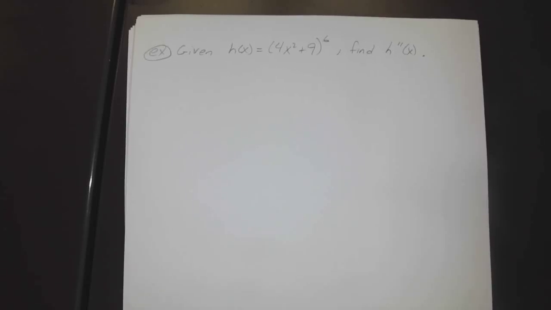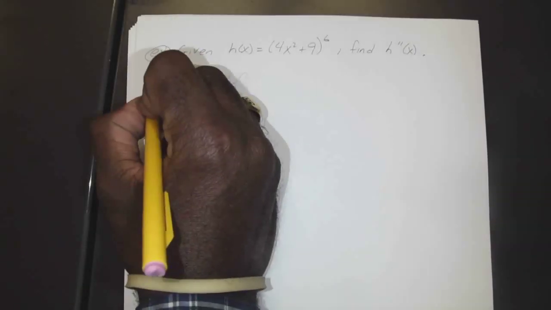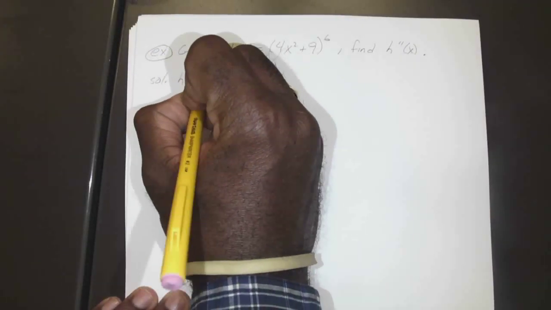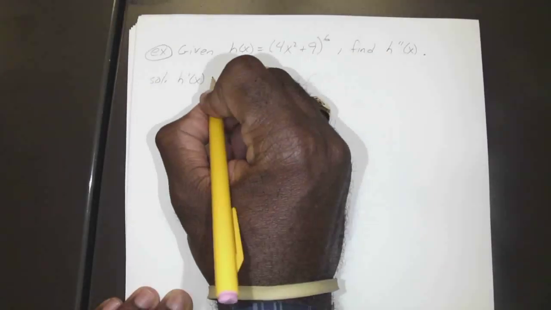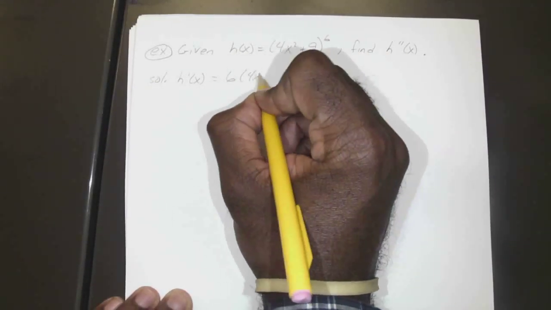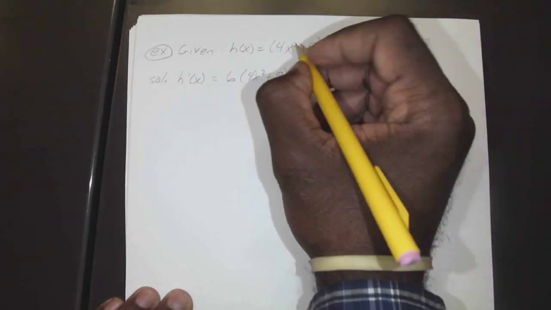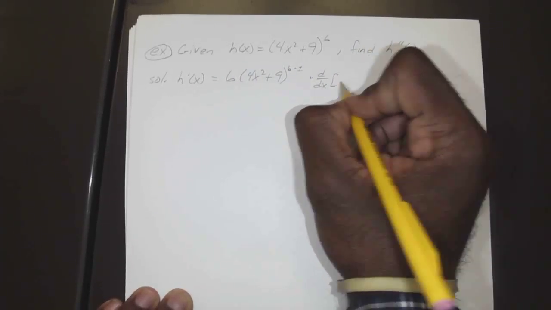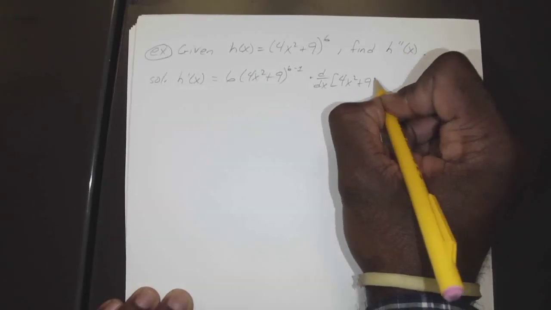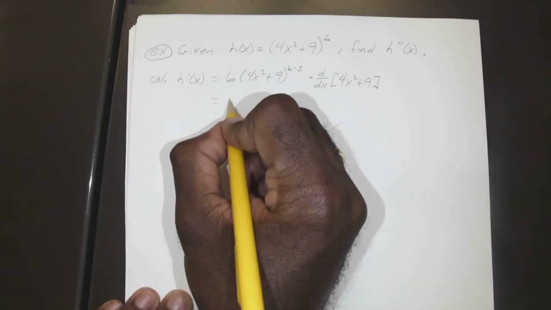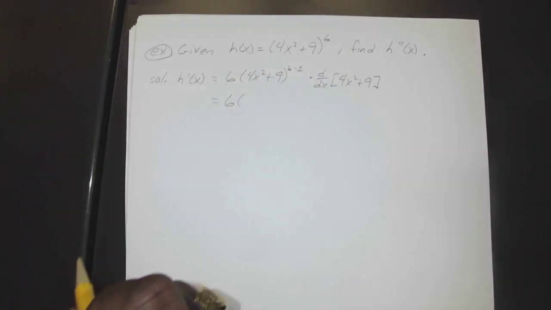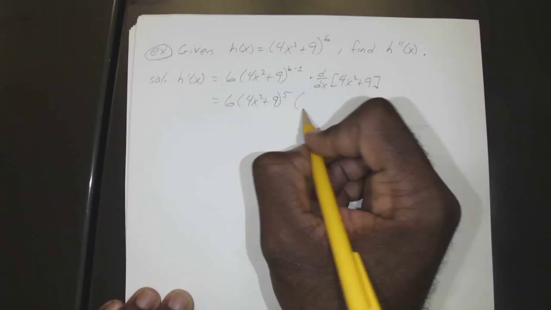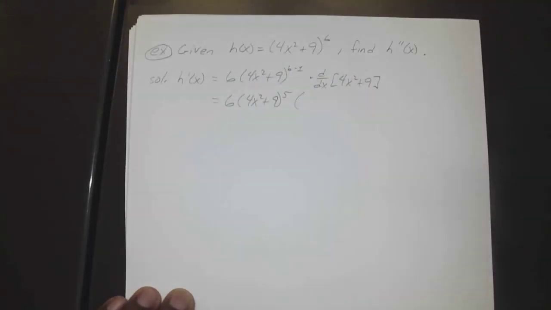Can be tricky. That's why I wanted you to try it first. Okay. So your h prime of x, remember, bring down our 6, times 4x squared plus 9, we subtract 1, times the derivative of what's inside. Okay. So we end up with 6 times 4x squared plus 9 to the 5th times derivative of 4x squared plus 9.